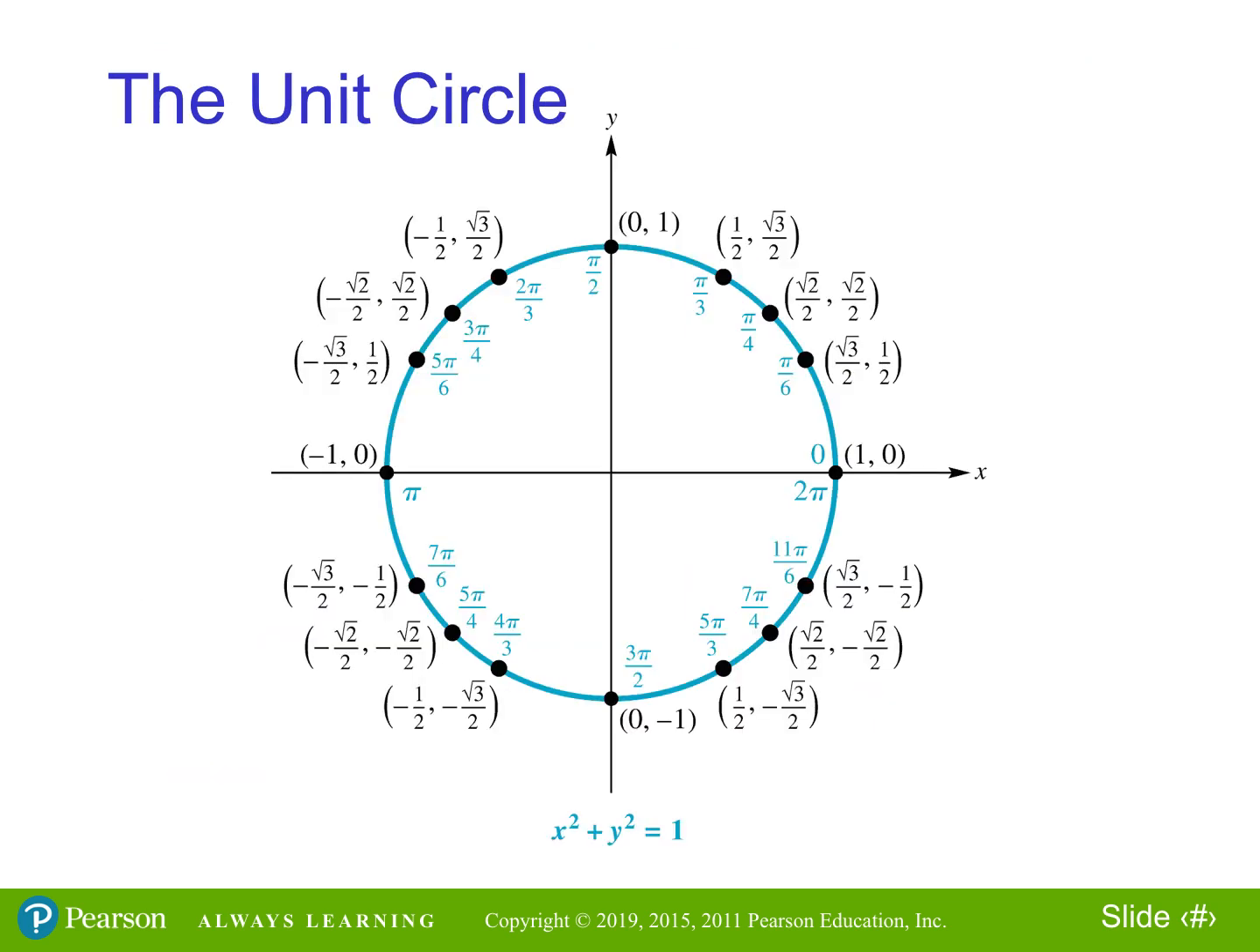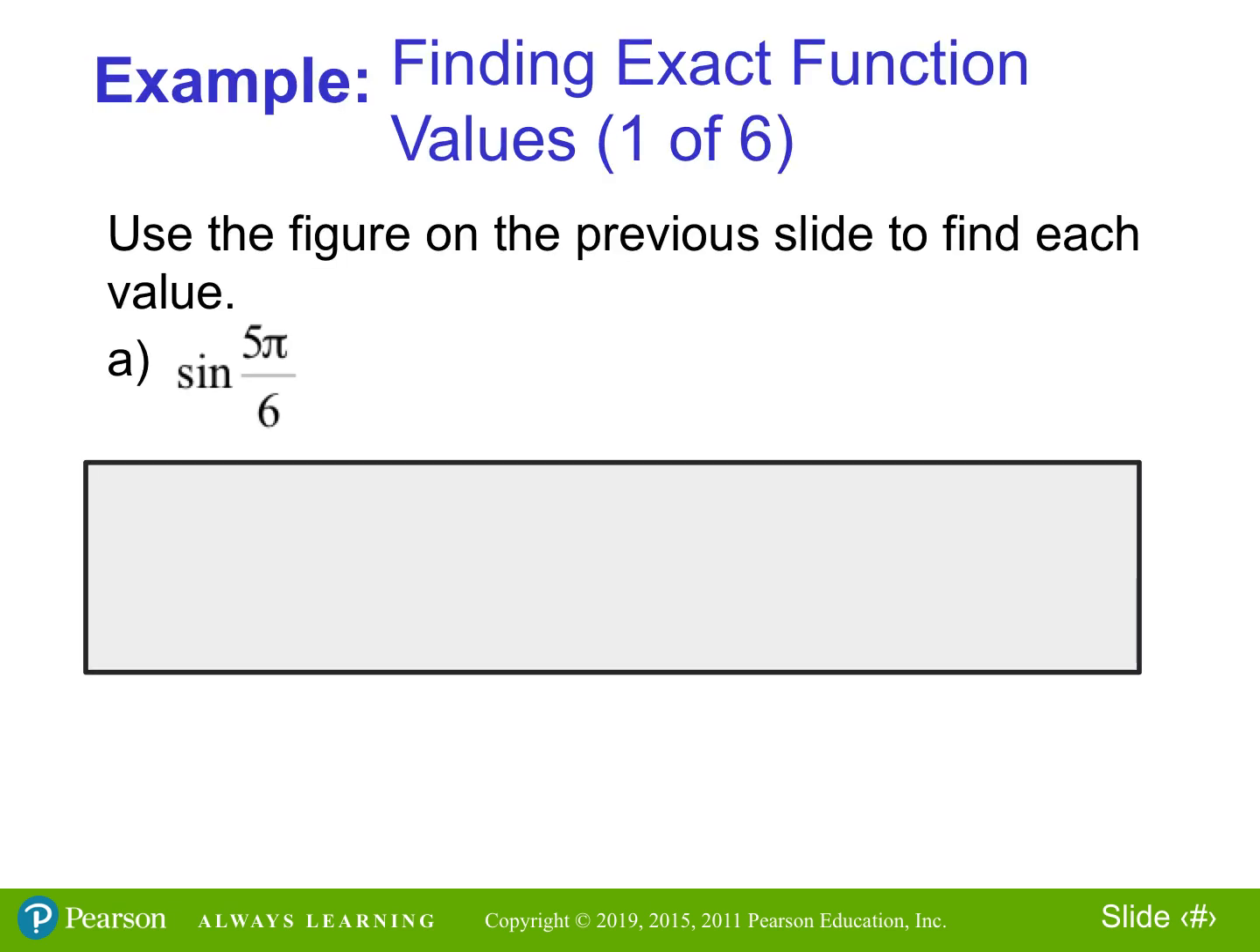So here's just a quick picture of the unit circle. All your x's, remember, are cosines, all the way around the unit circle, and your sine values are all of the y's. You can see that we have in blue the numbers on the inside here, these are all your radian measures. So for our next example, it says use the figure in the previous slide, which was that unit circle, to find each value.